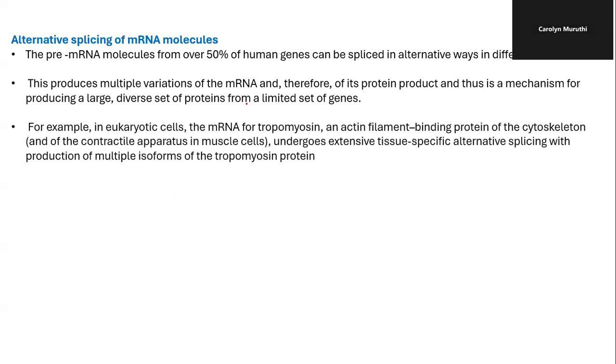We have an example of the messenger RNA for tropomyosin, which is an actin filament binding protein of the cytoskeleton. It undergoes extensive tissue-specific alternative splicing with production of multiple isoforms of tropomyosin. And so with that, we've come to the end of this session where we have looked at transcription. We have looked at the three phases, that is initiation, elongation, and also termination. Thank you.